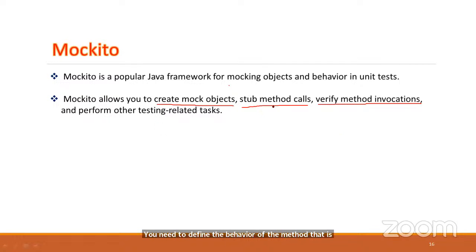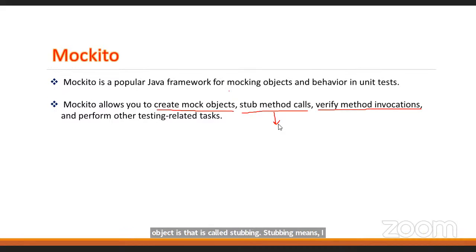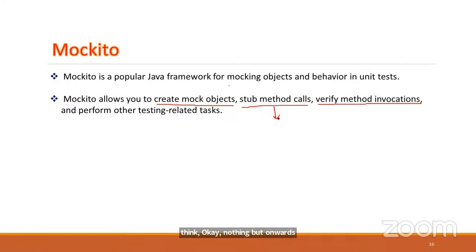That is called stubbing. Whenever you are defining the behavior of the method of your mock object, that is called stubbing. Stubbing means nothing but stub method calls. So whenever you are defining the behavior of the method of a service class with the help of the mock object, that is called stubbing.